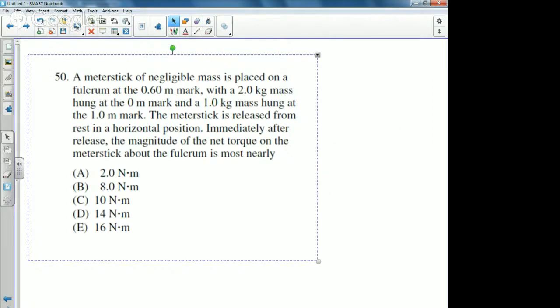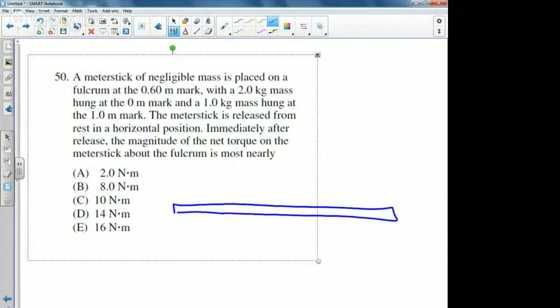Let's do this torque question right now. This is number 50 in your practice exam. A meter stick of negligible mass is placed on a fulcrum at the 0.6 mark. Now, a fulcrum is just like that triangle I showed you guys before. It's as if I place that meter stick on my finger and it's just rotating around the finger. So this is where the axis of rotation is. They place a 1 kilogram mass over here.